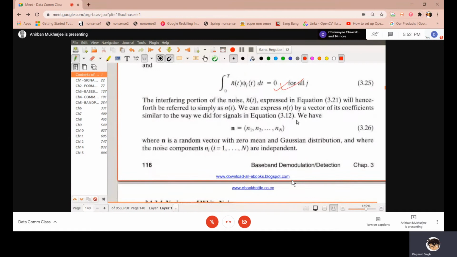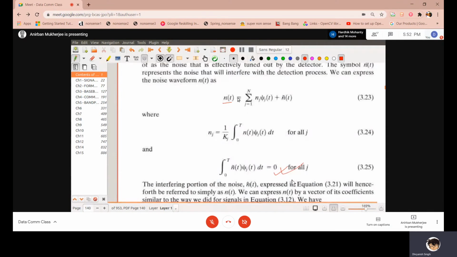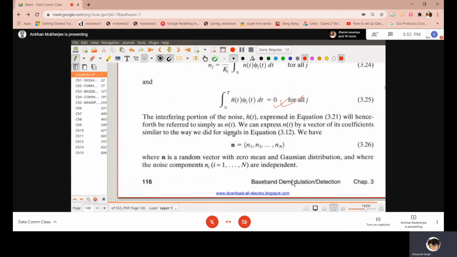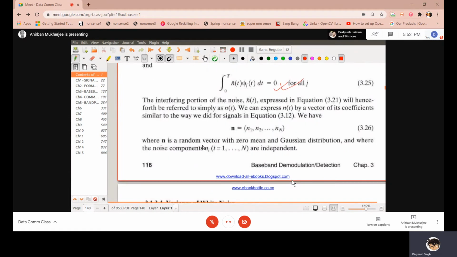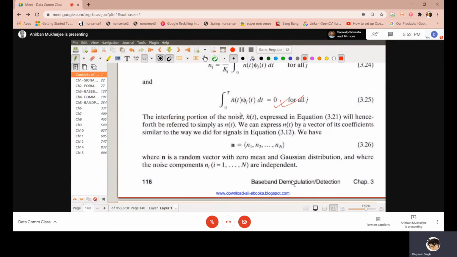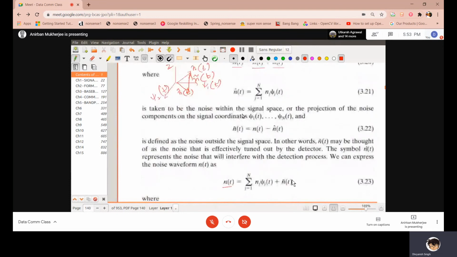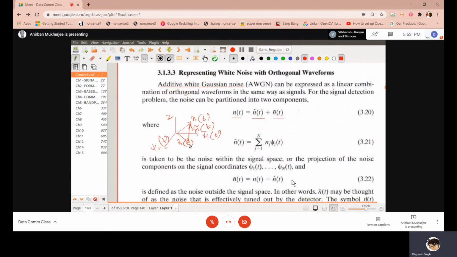Now similarly I can represent N as N1, N2. N hat t should be represented by N1, N2 kind of thing. We can express N hat t by a vector of coefficients, N1 to Nn. So now we try to understand this: the noise has two portions, one is N hat t and another is N tilde t.